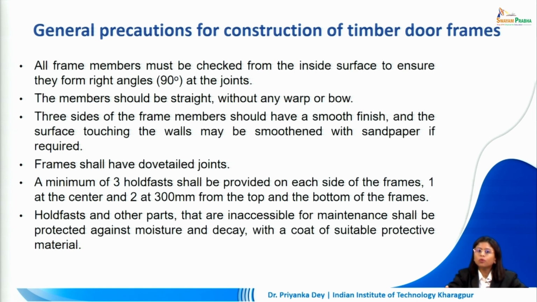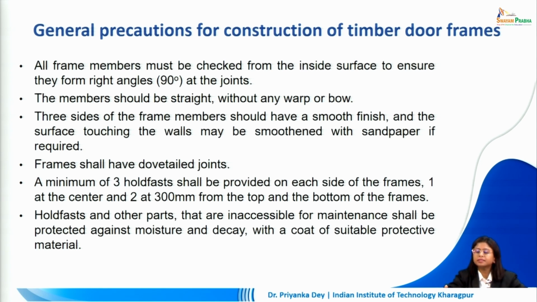At least 3 holdfasts have to be provided on each side of the frame for a door. So, one is kept at the center and 2 are kept at the top and bottom, such that they are at a distance of 300 mm from the top or 300 mm from the bottom. So, that is 3 on each side. So, a total of 6 holdfasts are required for us to properly fix a door frame into the opening.